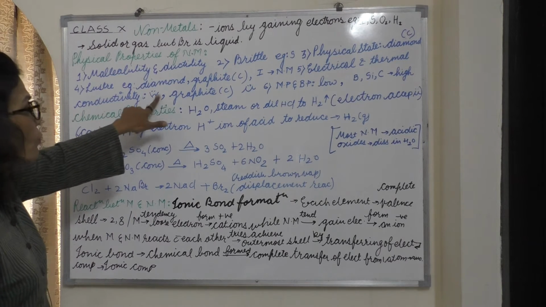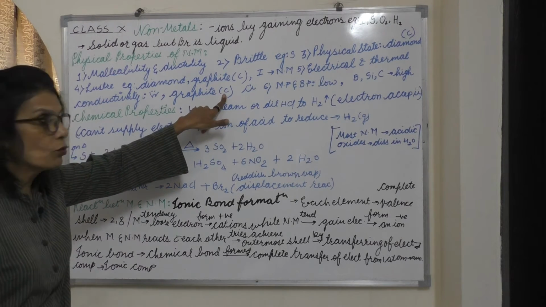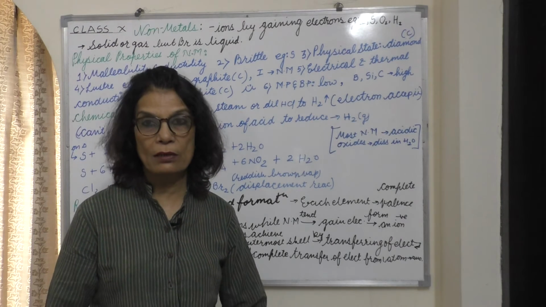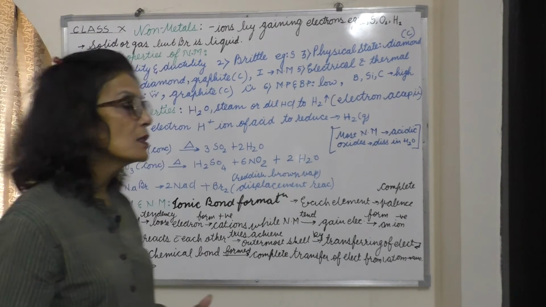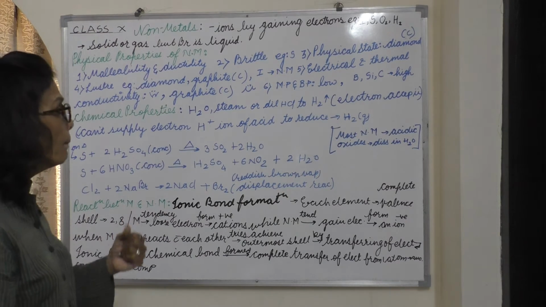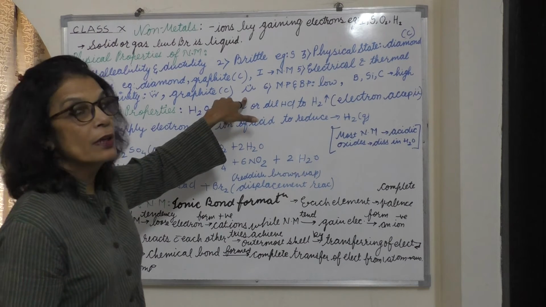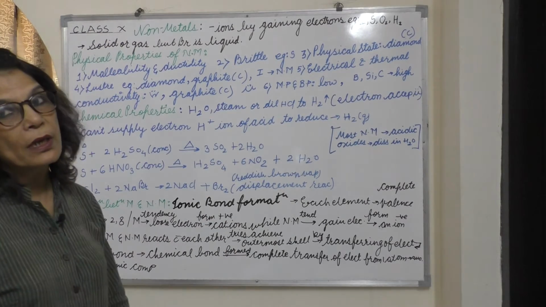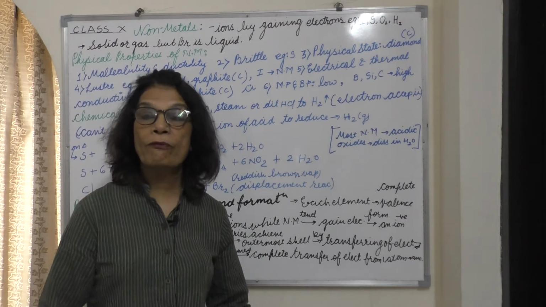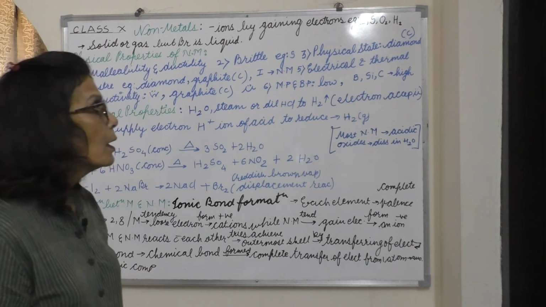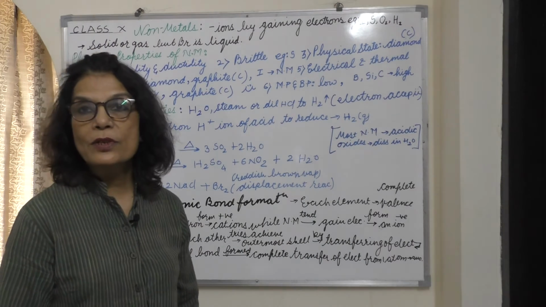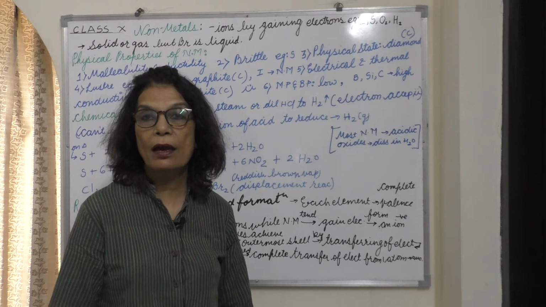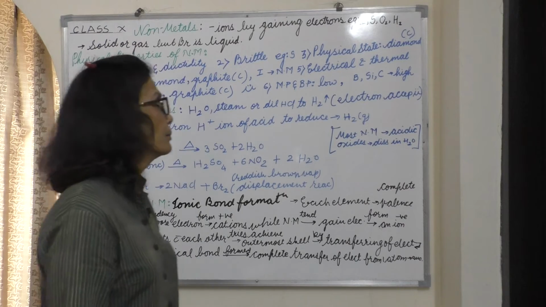The conductivity of graphite, which is also an allotrope of carbon, is a good conductor of heat and electricity, but the thermal conductivity of other non-metals is very poor. Melting point and boiling point: non-metals have very low melting and boiling points, but again there are exceptional cases; boron, silicon and carbon have very high melting and boiling points.